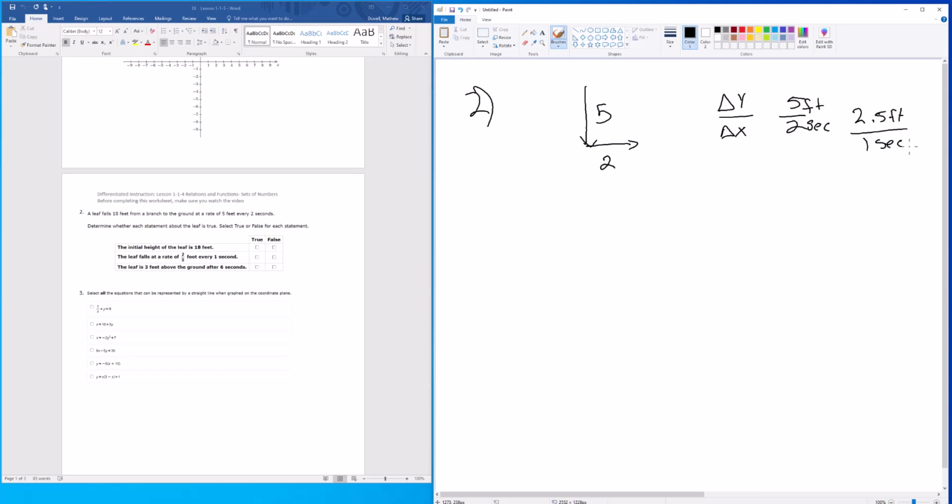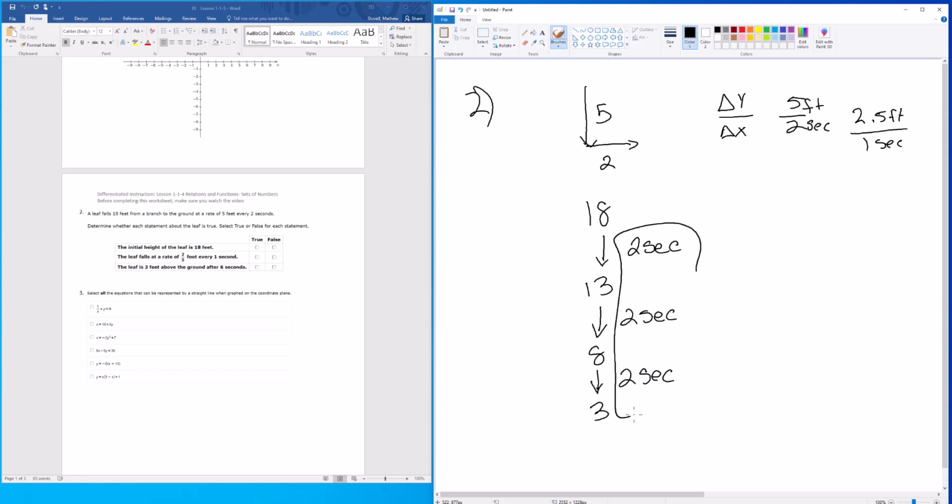The leaf is 3 feet above the ground after 6 seconds. So we can kind of mentally think about that. After 2 seconds, it's now at 13. After 2 seconds, it's now at 8. And after 2 seconds, it's now at 3. So it's 3 feet above the ground after 6 seconds. So that's true.